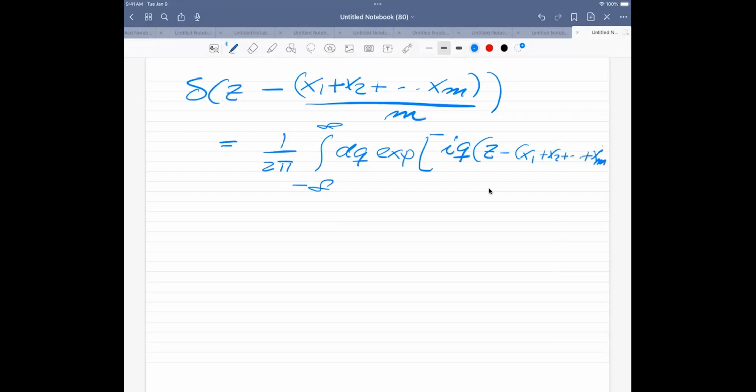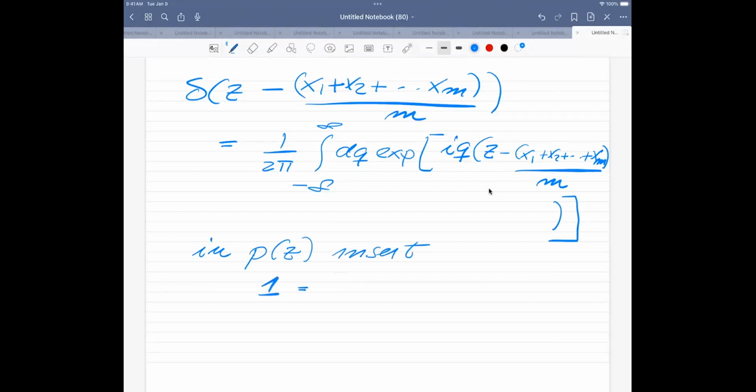x_n, and this should be divided by n. There is a new parenthesis, and then a final parenthesis here. So I assume that you've seen this expression before. And then in the integral for p(z), we just insert 1. This is just a trick which allows us to perform the calculation.